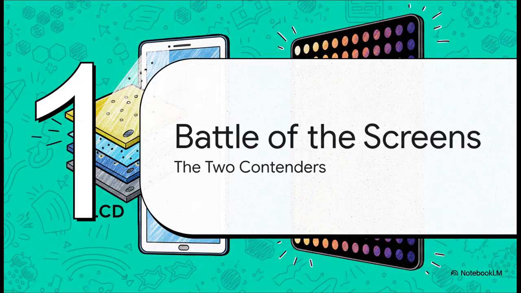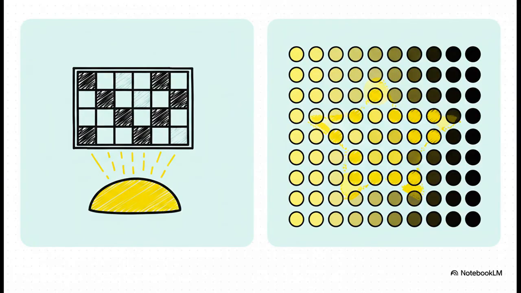All right, so this brings us to the main event, the battle of the screens. Let's meet the two contenders fighting for your eyeballs, LCD and OLED. Okay, so the absolute core difference between these two, it all comes down to one thing, how they make light. Think of an LCD like a window with a really bright light behind it and a bunch of complicated shutters. But an OLED? Well, that's more like a mosaic made of millions of tiny individual light bulbs. And trust me, that one single distinction, it changes everything.